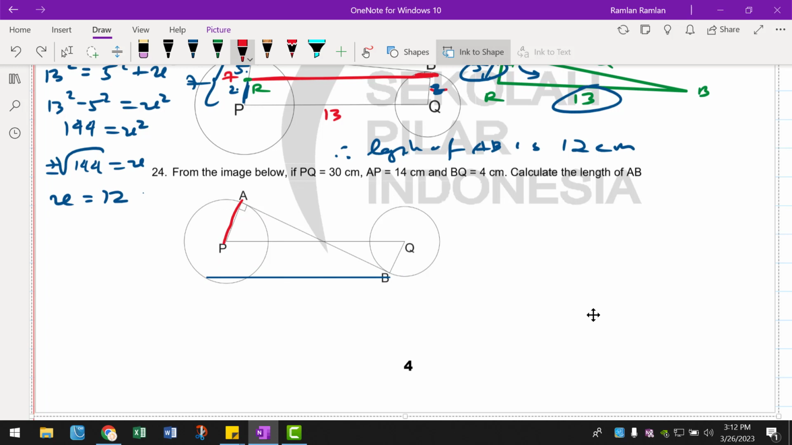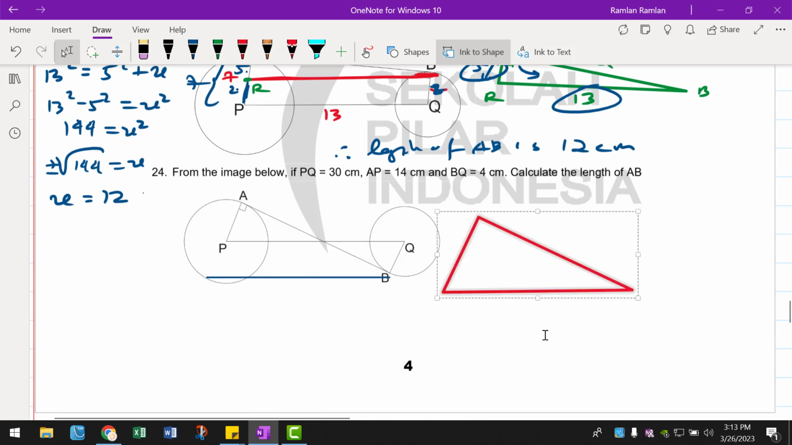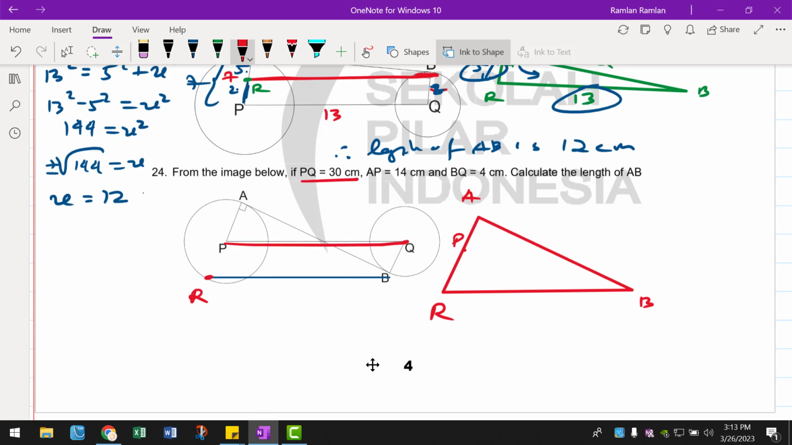Okay, so I'm going to just draw like this, 1, 2, and 3. Sorry, it should be in one go. Yep, like this, right? So I'm going to have A over here, and B over here, and P over here, and I'm going to name this point R, for example. Now, what do we know from the question? We have PQ equals 30, so this PQ is going to be the same as RB, because we just moved that there, so the length will be the same.